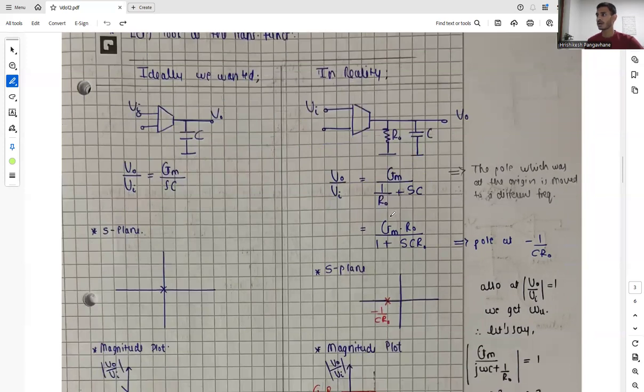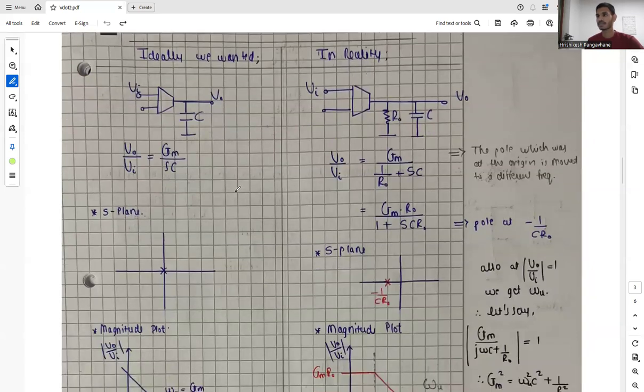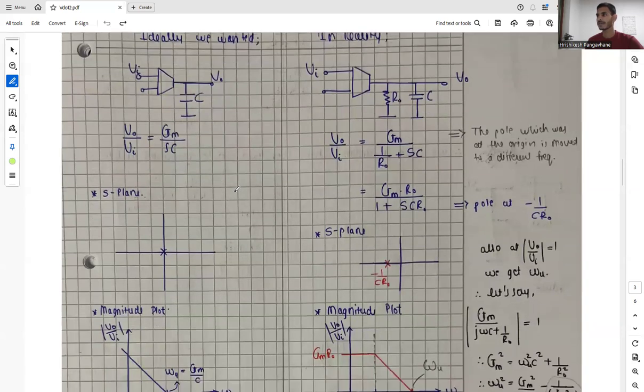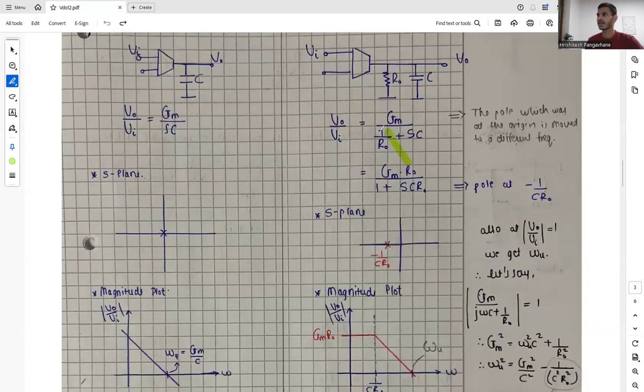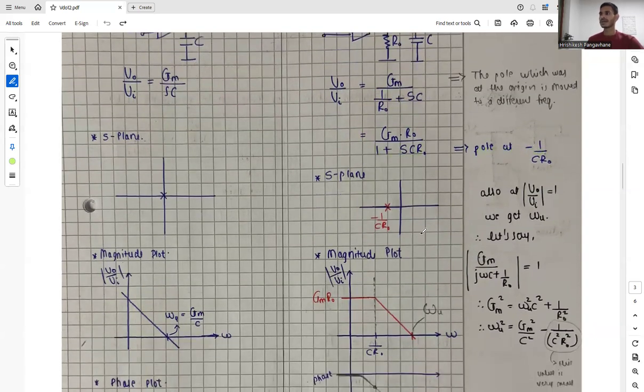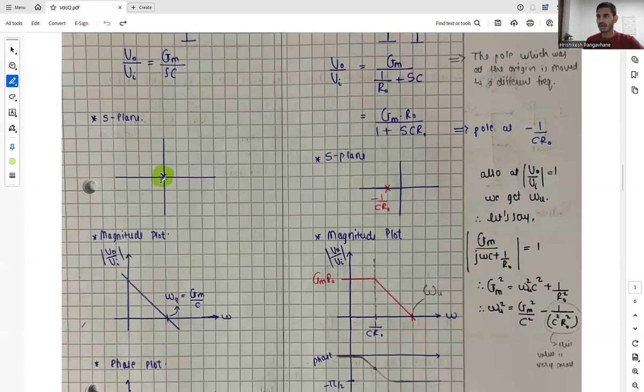So the pole, which was at the origin over here ideally, is now moved to a different frequency, which is in the left half of our S plane. Let's discuss it further. From this equation, we know the pole is at minus 1 upon C R naught. So let's look at the S plane. The pole is at the origin ideally, whereas in reality the pole lies at minus 1 by C R naught.